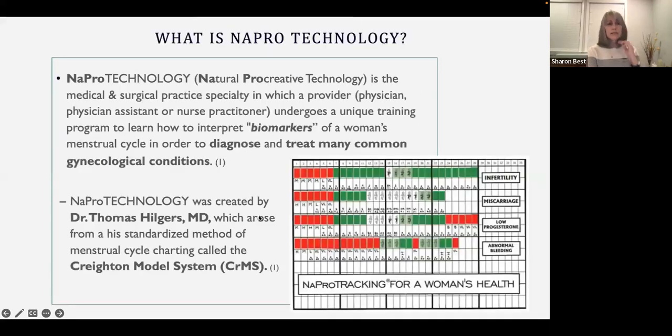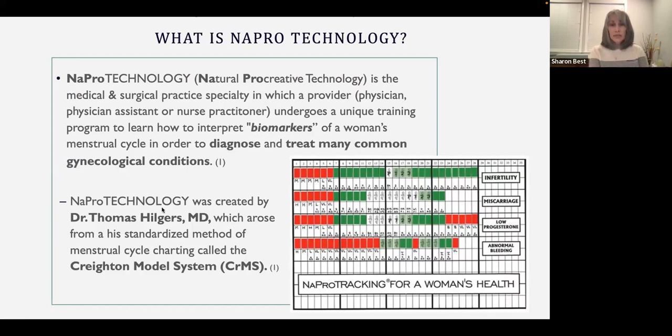So what's NaProTechnology? NaProTechnology is the medical and surgical practice in which a provider, so a physician, nurse practitioner, or physician assistant, undergoes a very unique training program up at the St. Paul VI Institute in Omaha, Nebraska. We will learn how to diagnose and interpret biomarkers of a woman's menstrual cycle in order to allow us to diagnose and treat many common gynecological problems.